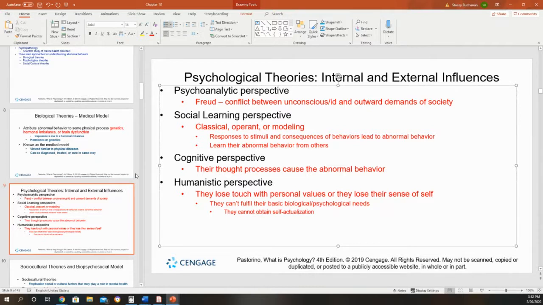And don't worry if you're still slightly confused about these, because I'll give you examples with each of the disorders. And we actually will talk about this a little bit more in chapter 14 as well, because each one of these theories and perspectives has a therapy that goes along with it. So that might help you understand it a little more as well.